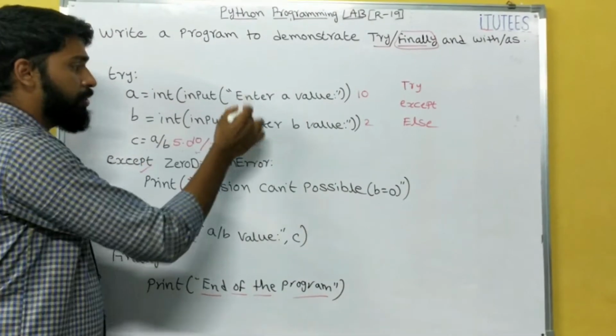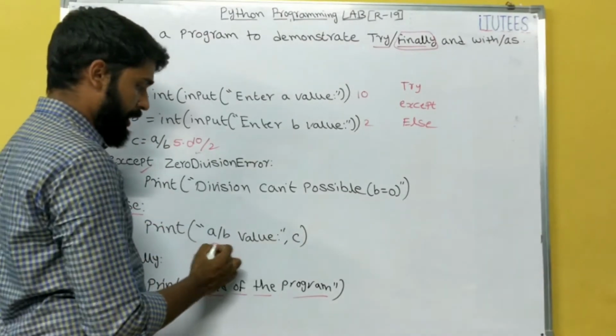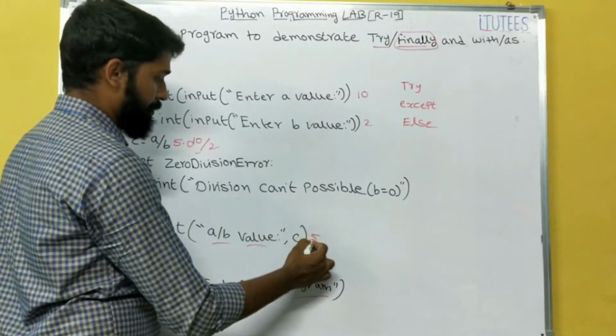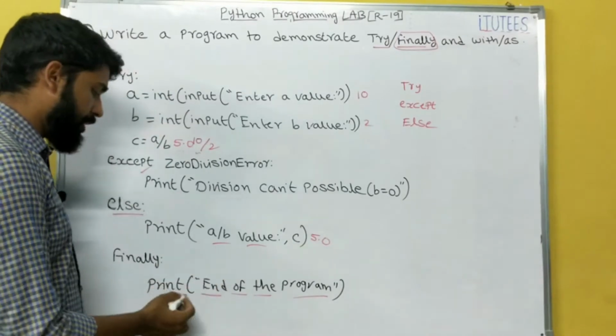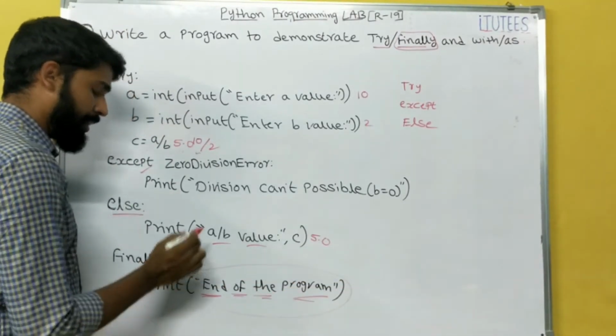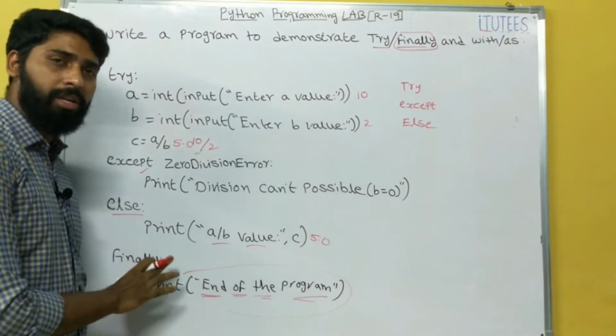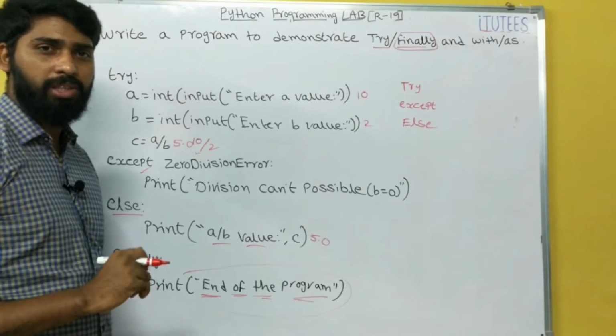In another case, for example, I am giving 10 comma 2. So now we don't get any exception, so we go to the else block. It prints A by B value 5.0. After that we are going to execute the end of the program. Why? Because we wrote this code in the finally block. So that is the purpose of the finally block. The finally block is always executed.